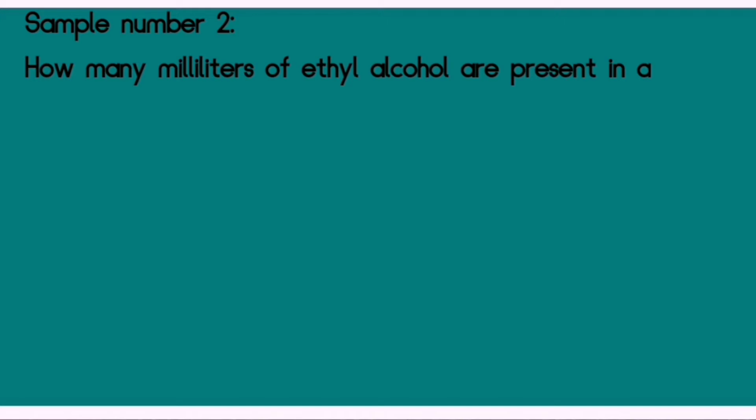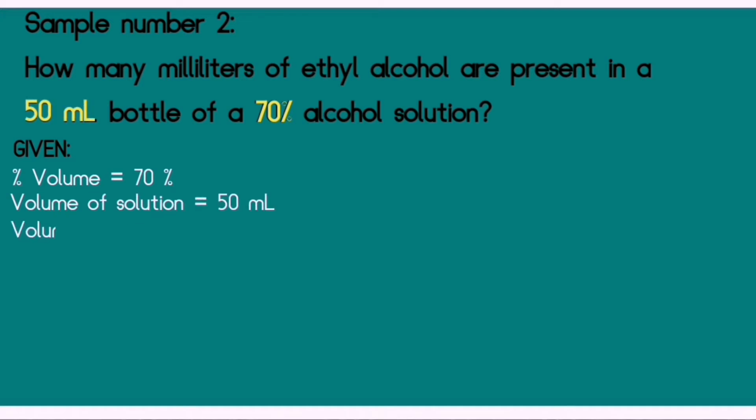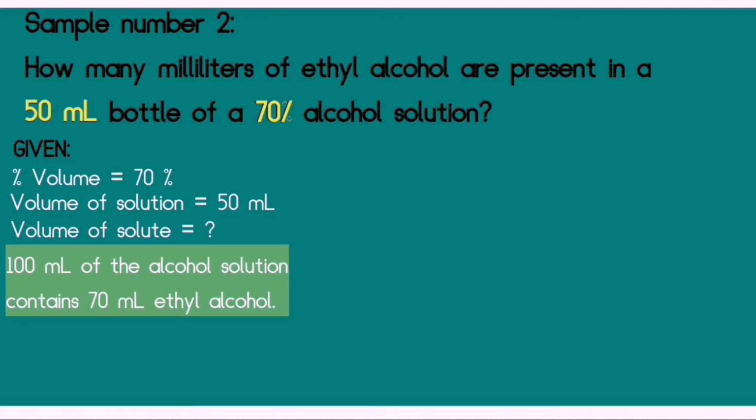Sample number 2. How many milliliters of ethyl alcohol are present in a 50 ml bottle of 70% alcohol solution? First, write what are given in the problem. The percent volume is 70%, while the volume of solution is 50 ml. The problem asks on the volume of a solute. For the solution, since the given is 70% alcohol solution, it means that 100 ml of alcohol solution contains 70 ml ethyl alcohol.